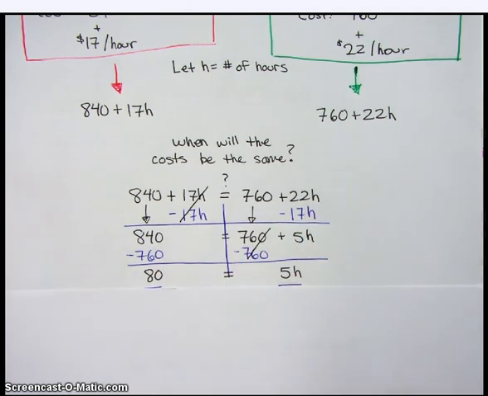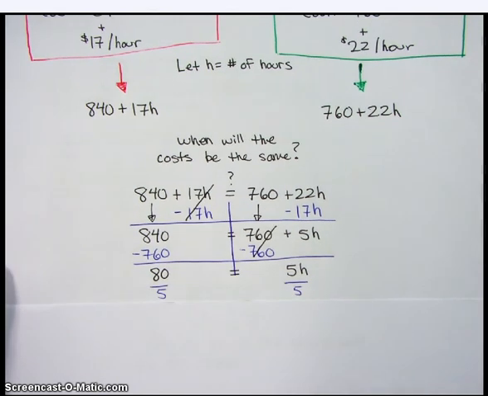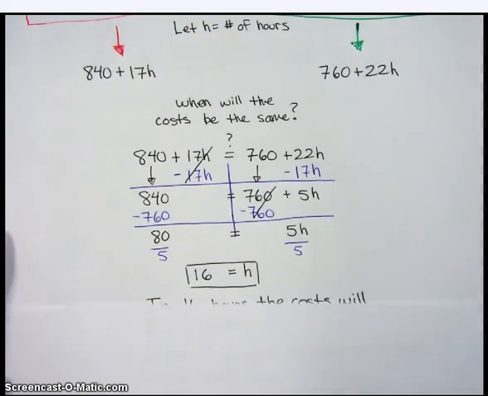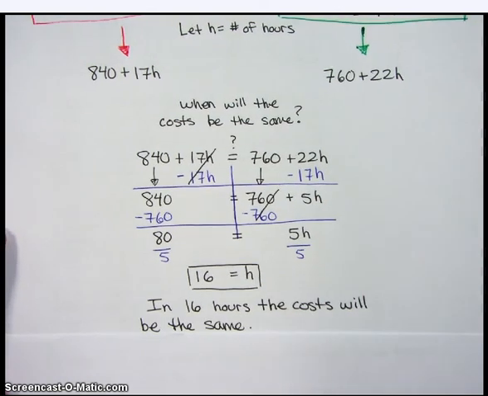One step away from solving this. Looks like I'm going to divide by my coefficient. Divide by 5, and I end up with the answer 16. What does that mean? That means in 16 hours the cost will be the same.